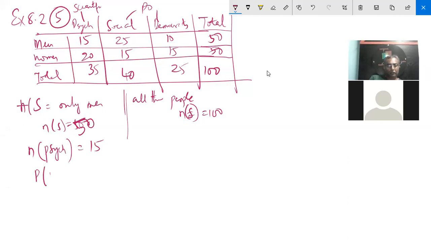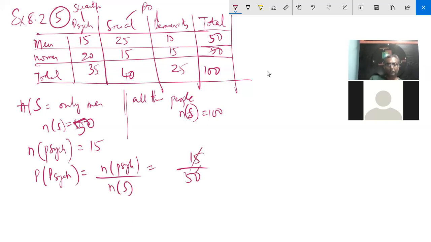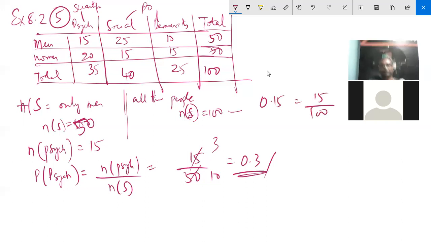So probability of psychologist is equal to n of psychologist by n of S, that is equal to 15 by 50. Divided by 5, 3 by 10, and that is equal to 0.3. That's the answer. If it is taken as 100, then it will be 0.15 because 15 by 100. So you take this answer, you leave out that answer, because your textbook is implying that out of the men, so many people are taken.